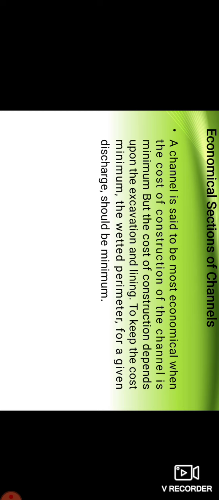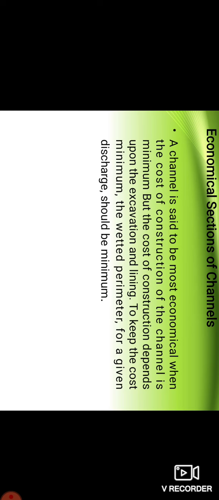A channel is said to be most economical when the cost of construction of the channel is minimum. The cost of construction depends upon excavation and lining. To keep the cost minimum, the wetted perimeter for the given discharge should be minimum. We have derived for the most economical rectangular section that M is equal to D by 2. If the perimeter is minimum, then it is an economical section, that is M is equal to D by 2, or breadth is equal to 2 times the depth.